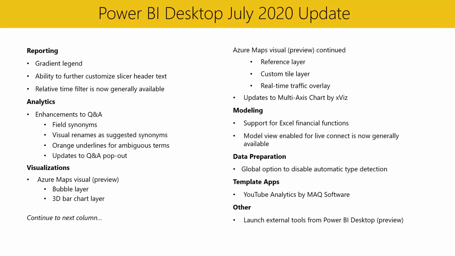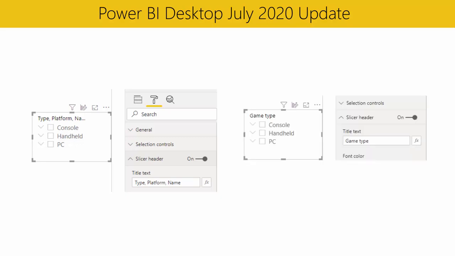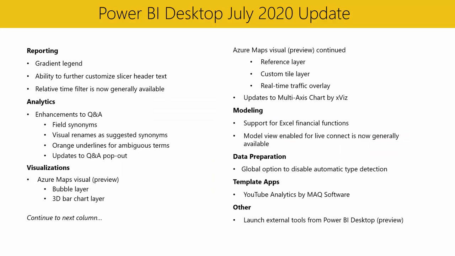Next, we're expanding the slicer's formatting options by bringing you the ability to further customize their header text. Last month, we made the hierarchical slicer generally available, which included improvements to slicers in general. We're adding to that this month with a new capability, which you can find under the slicer header card in the formatting pane. By default, the title of the slicer is based on the field inputs, but you can now input your own title. A useful feature if you have several fields in your slicer and you want a shorter, custom header text.